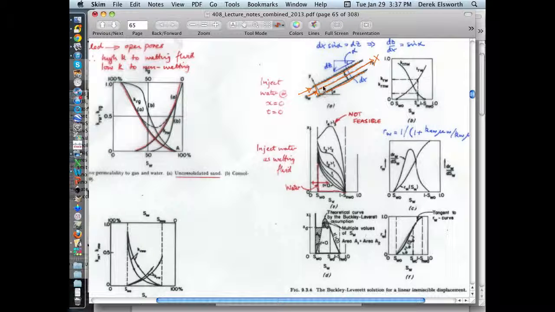And so what you could think about is the saturations of the fluid as you go along the length of this. And actually this graph here is the only graph that we need to do.